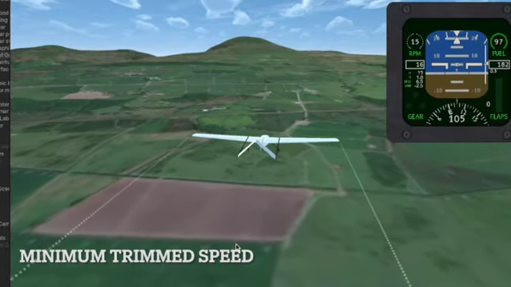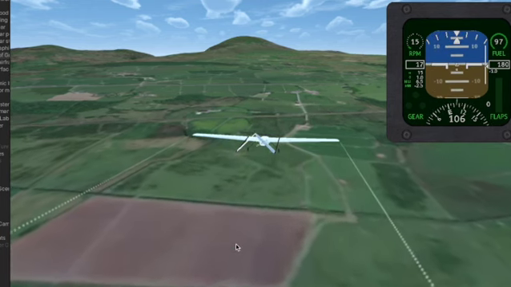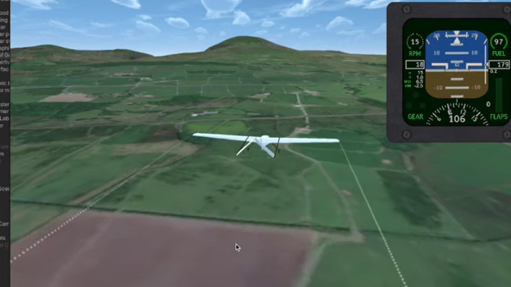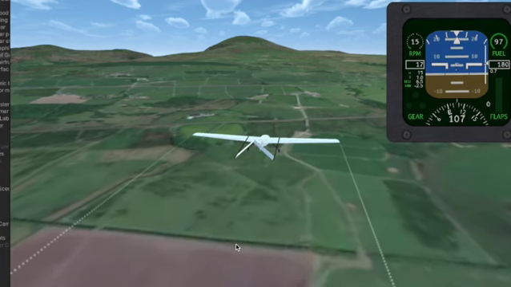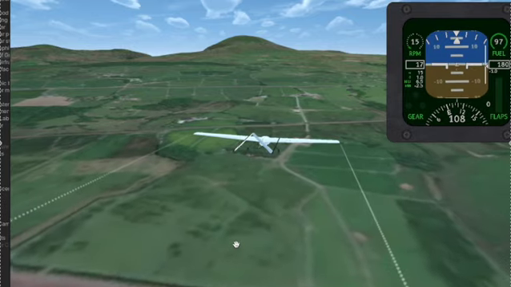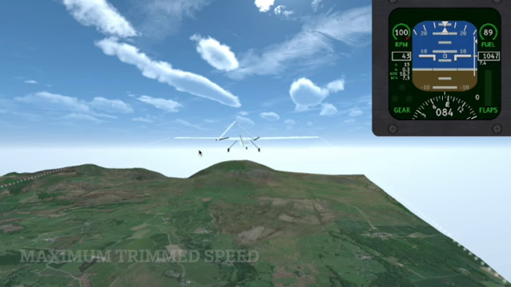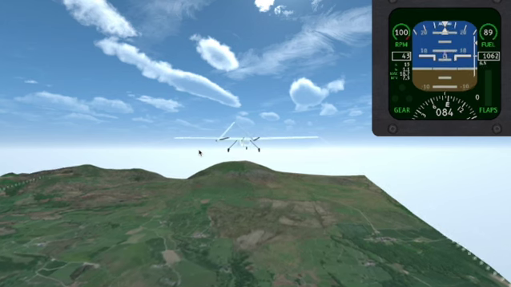The minimum trim speed was found to be 16 meters per second for 15 rpm. The maximum speed was found to be 44 meters per second for 100 rpm.